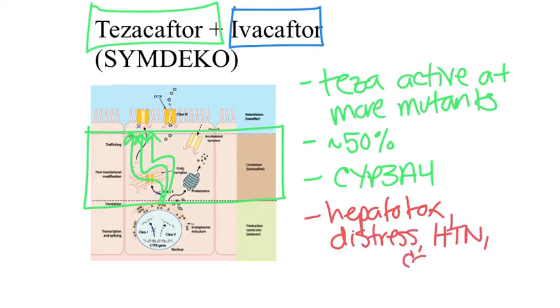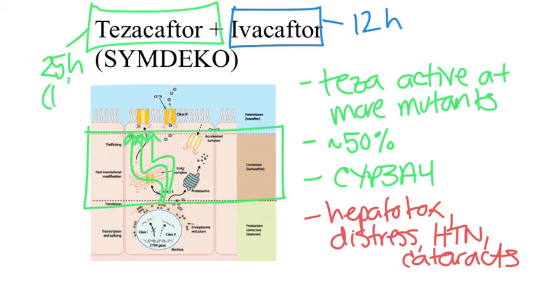The half-life of tezacaftor is closer to 25 hours, and therefore this drug is dosed with the combination being taken once in the morning and then a separate dose of ivacaftor alone being taken by itself in the evening. Said another way, tezacaftor only needs to be administered once per day, whereas ivacaftor needs to be administered twice per day, given its shorter 12-hour half-life.